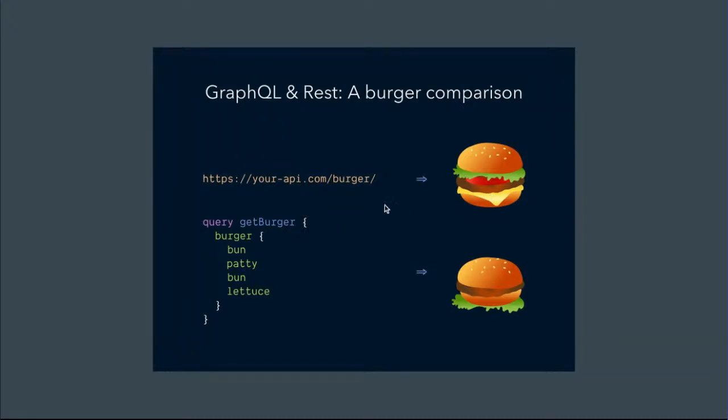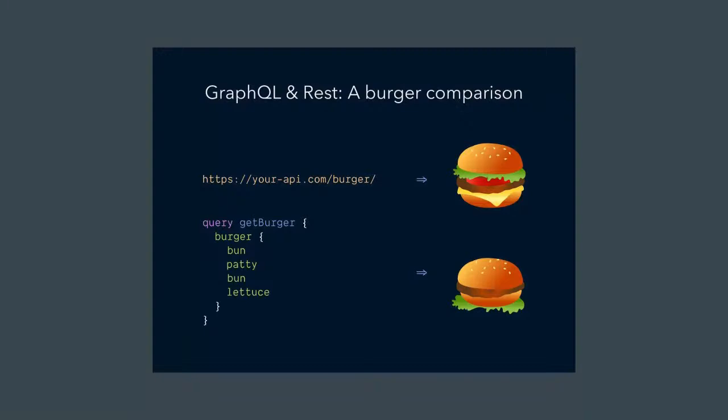Whereas in GraphQL, the client can request for what exactly they want, right? I just want the bun, patty, again bun, and the lettuce, right? And this is how it is returned. So the client can decide what they want, and the server will, on the backend, respond to that accordingly. Instead of giving everything, I'll give you what you want.